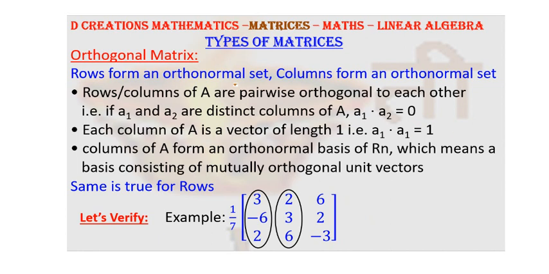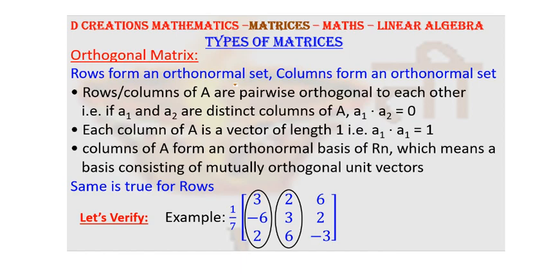Similarly, you can check for the dot product of the column with itself. So 3 into 3 is 9, plus 6 into 6, which is 36, plus 2 into 2, which is 4, and this will be 1 by 7 into 1 by 7 because both of them have that scalar with them. So the answer is again 1. So you can verify it for all. So this is where the term orthogonal comes from.